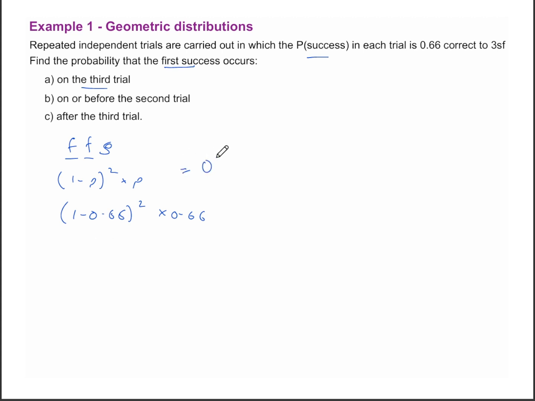And that will give you 0.076296. That's for part A.